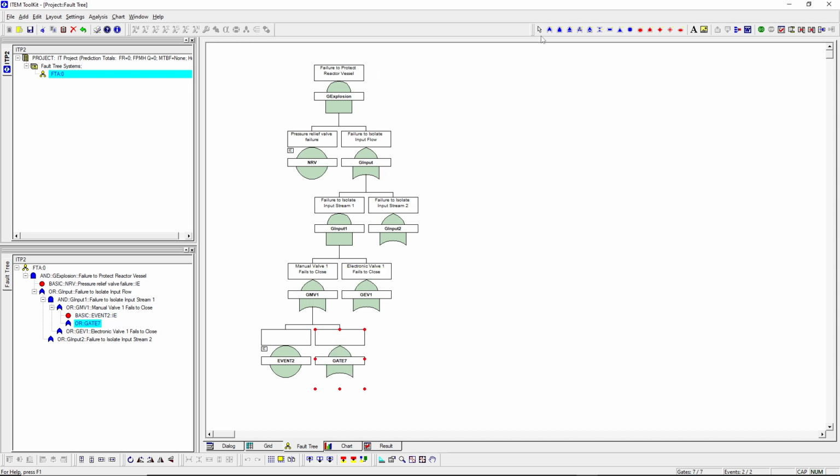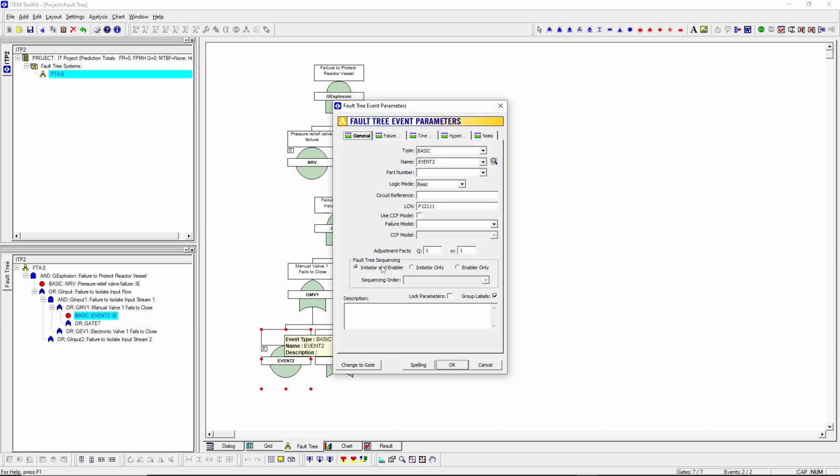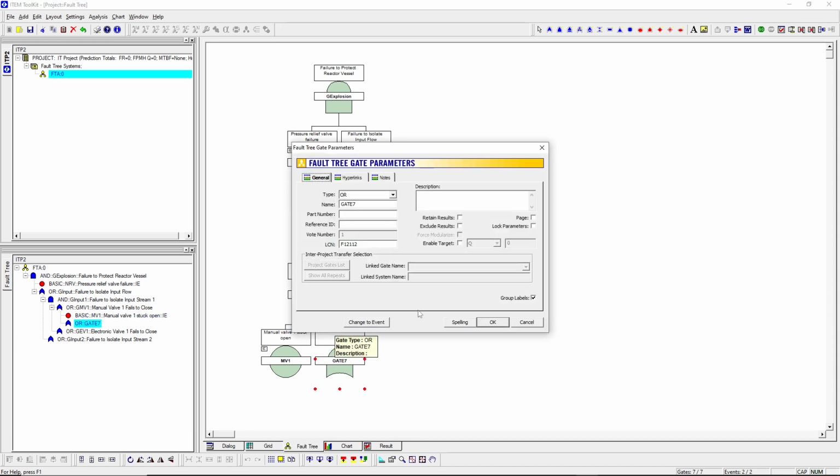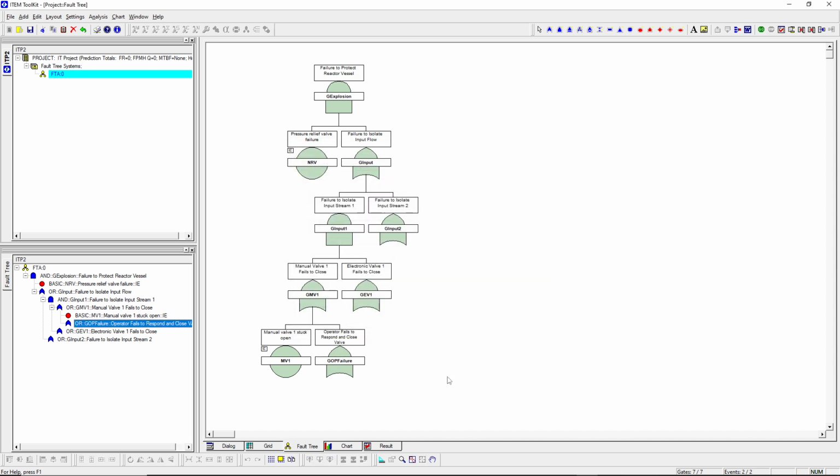Based on our system diagram, there are two direct causes. The first is a mechanical failure where the valve itself physically jams, which we call MV1 stuck open. This is a primary component fault that cannot be broken down further, so it maps directly to a basic event from our event table. The second cause is an operational failure where the human operator fails to respond to the demand to close the valve manually.